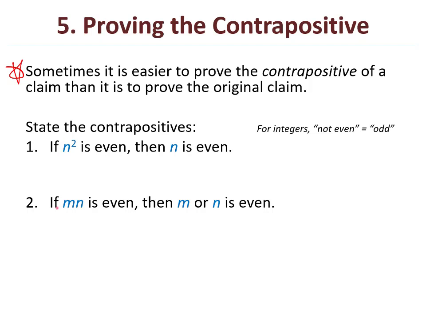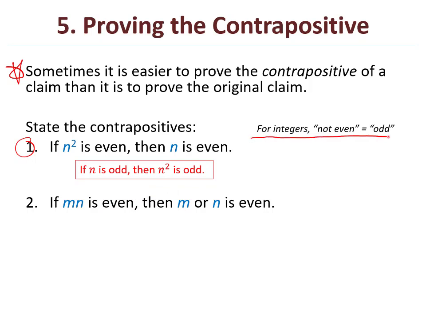Okay, here are two examples of claims where it's easier to prove their contrapositives. So first of all, can you state the contrapositives of these two claims? Number one, if n squared is even, then n is even. The contrapositive of that would be if n is odd, then n squared is odd.